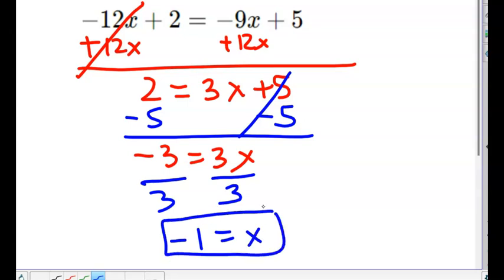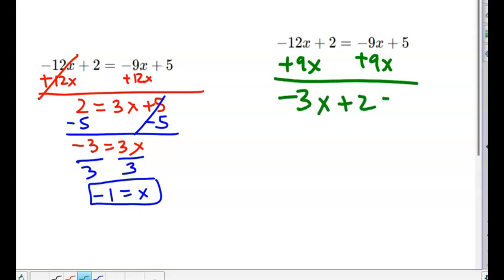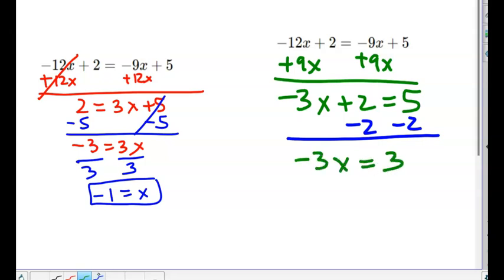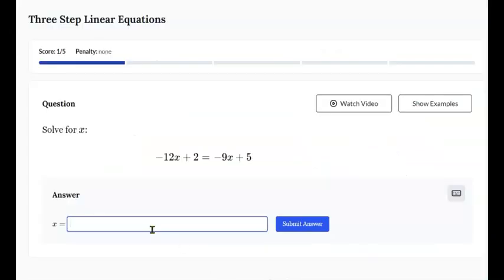Now, whether you solved it this way, or whether you added 9x to both sides, you're going to get the same answer. I'm going to solve the same exact problem, but a different way. I'm going to add 9x to both sides this time. Now you'll notice my x is negative. But after I compute all of my inverse operations, I'm still going to get the same final answer, that x is equal to negative 1. So let's type that in here.